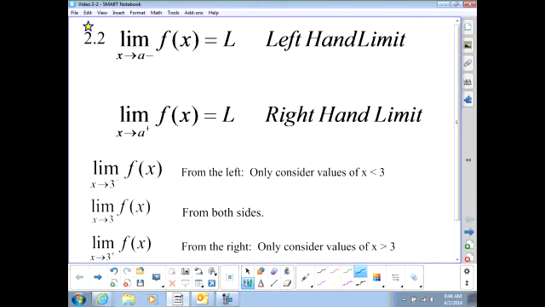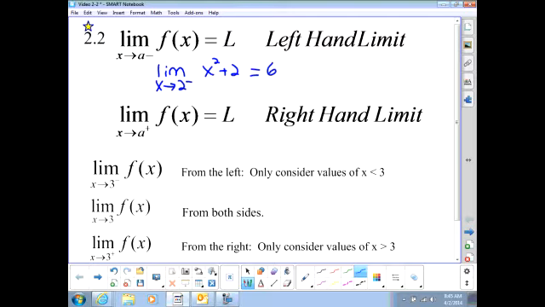So an example of a left-hand limit with an actual function in there: say we had the limit as x approaches 2 from the left, of maybe x squared plus 2. We would say as our x values get really, really close to 2 from the left-hand side, like 1.9, 1.99, 1.999, our function is going to get closer and closer to 6.